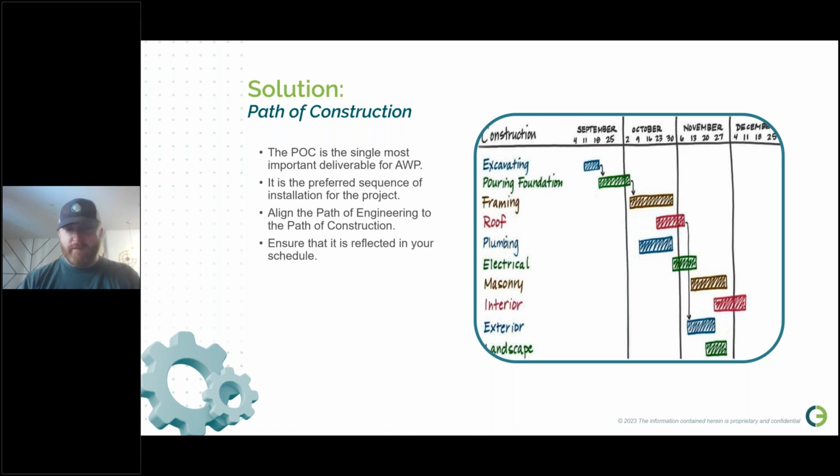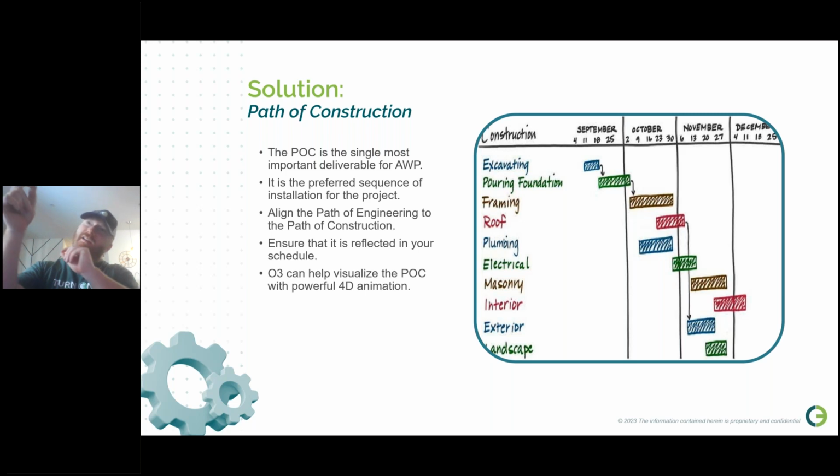Then make sure it's reflected in your schedule. It's not going to help if you've got a path of construction that says one thing and a schedule that says something completely different. Make sure those two documents are singing from the same hymn sheet. O3 can help with this by visualizing that path of construction. You can put together a very powerful 4D animation, so you can take your model, tie it to your schedule, and you literally watch the thing being built over time. And as you're doing that, it will always trigger people looking at this thinking, oh, well, hang on, if we did it that way, that might be easier. Can we move that first and then do this?